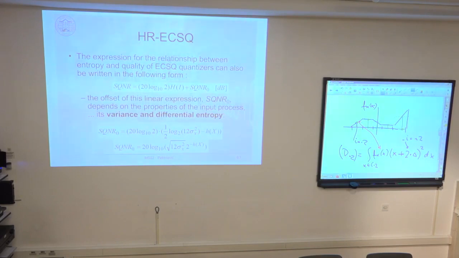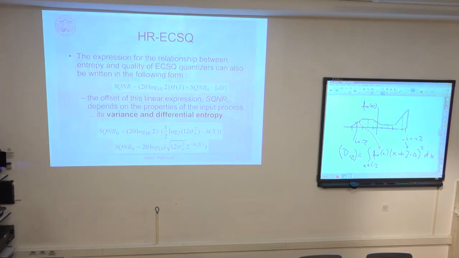Obviously the type of process only affects the offset of this curve, but the slope is the same. The slope of the curve is always 6 decibels. It doesn't matter what kind of process you quantize. If you add 1 additional bit to the message, you always get 6 dB additional quality. So the slope is always the same. The only thing is that the offset of the curve depends on the type of the process. And that is the basic idea behind this high rate quantization theory.